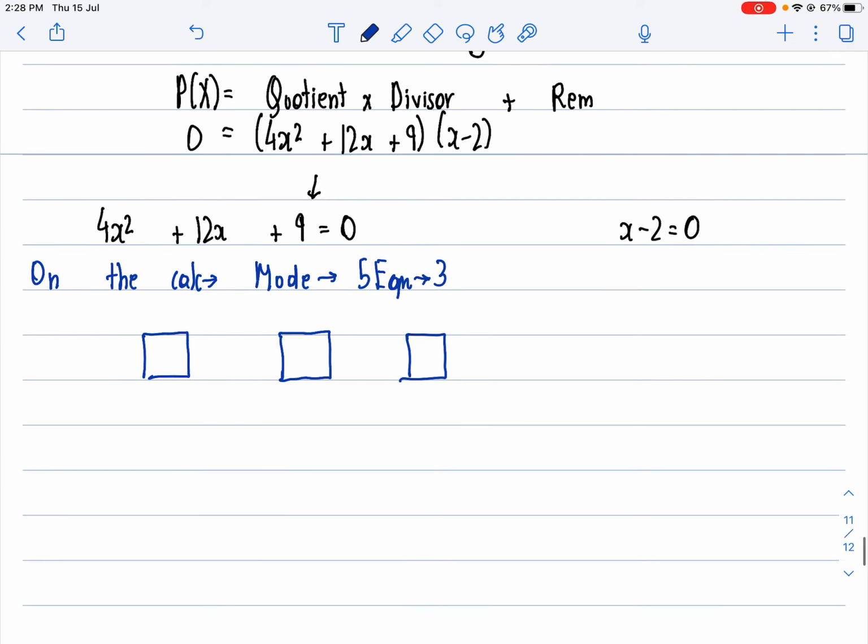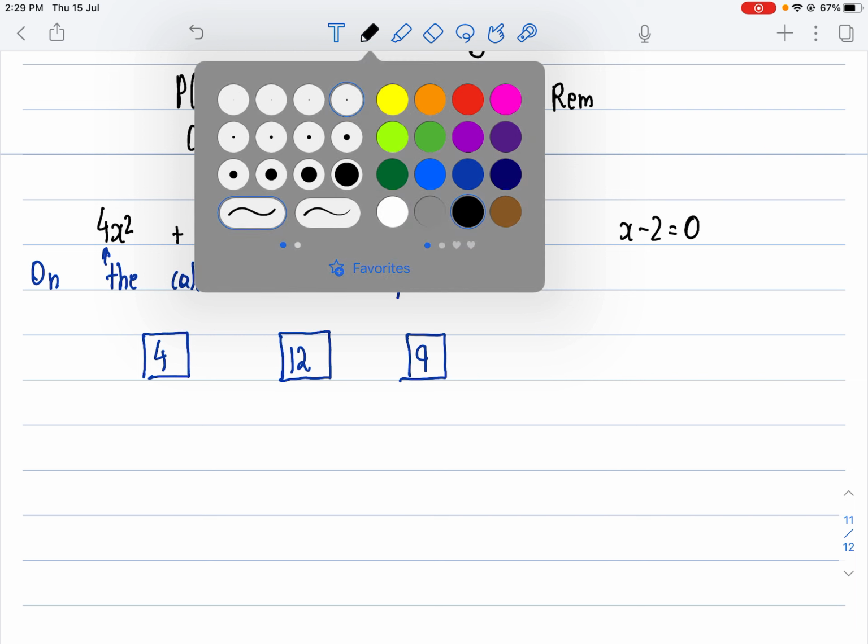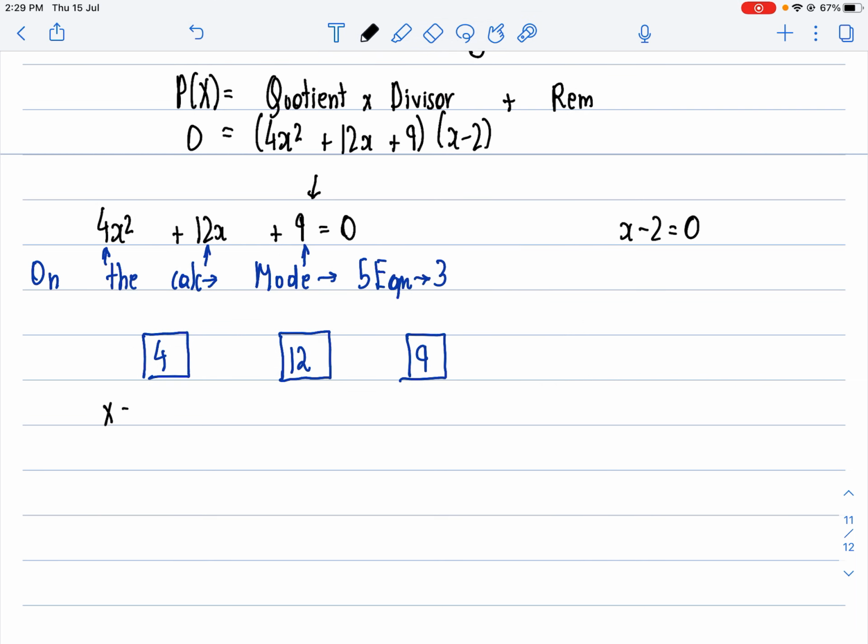Agreed? In the first box, I put 4, which is the coefficient of x squared. In the second one, I put 12, which is the coefficient of x. And in the last one, I put 9, which is the constant. So when I put 4, 12 and 9, I get my answer as x equals minus 3 by 2. That's the only answer I get.